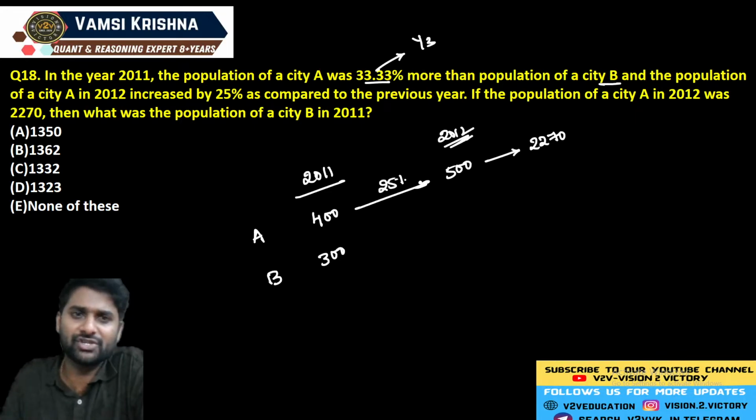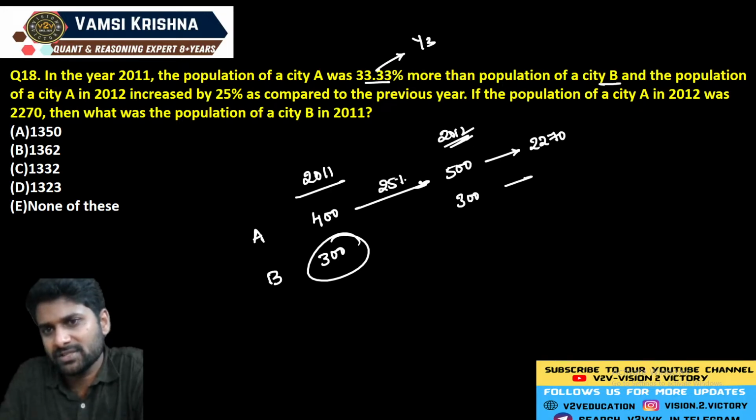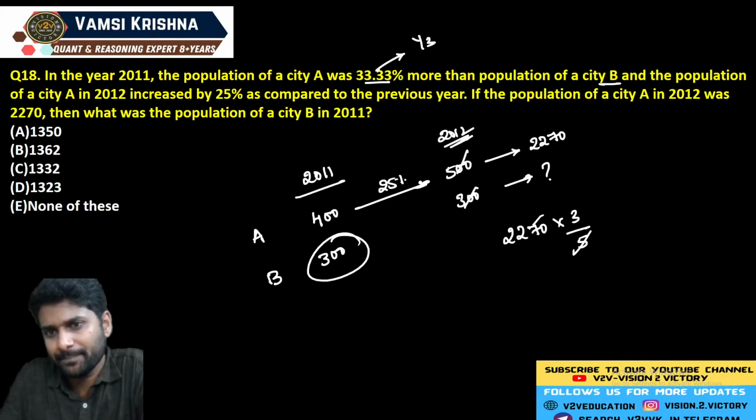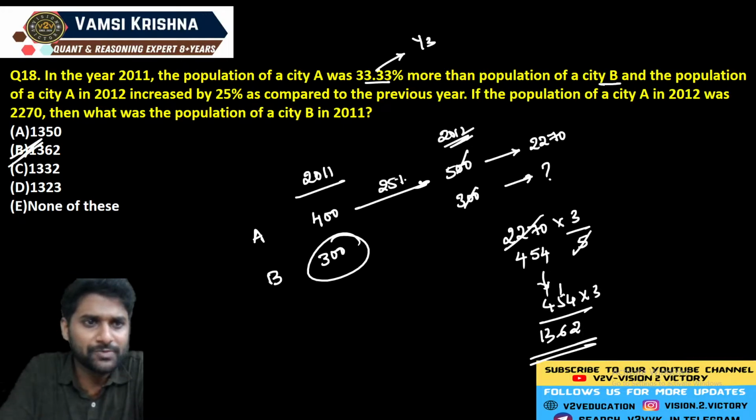Then what was the population of city B in 2011? So how many units is it here? 300 units. So 2270 is multiplied by 3 divided by 5. 5 fours are 20, 5 fives are 25. Now the final multiplication: 4 threes are 12, 5 threes are 15. It's 1362. Option B.